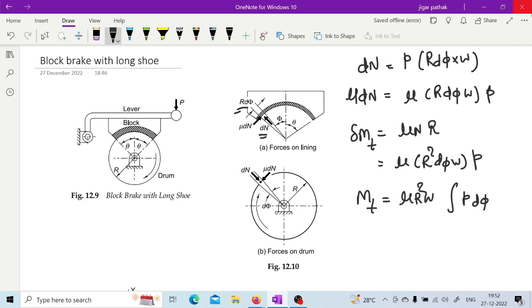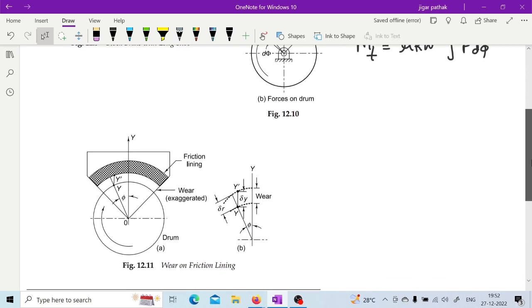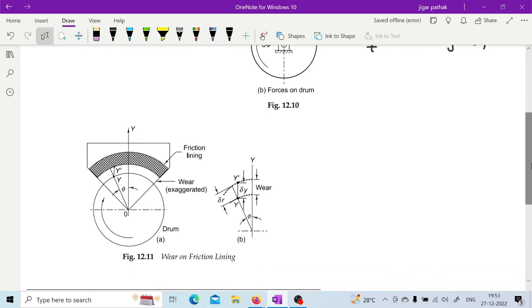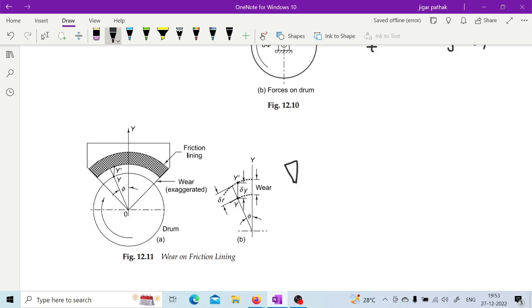Now if we consider the wear in this particular friction lining of this kind of long shoe brake, then from this figure you can consider that this is delta y, this is phi only, and this is delta r. So from this you can write that delta r is equal to delta y cos phi, which gives you that delta y is equal to delta r upon cos phi.